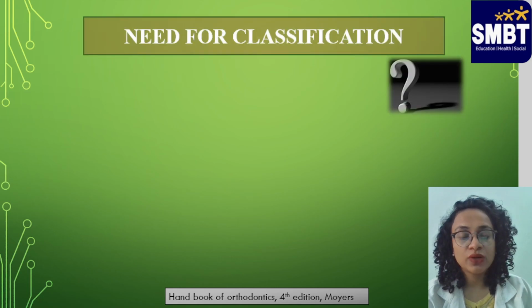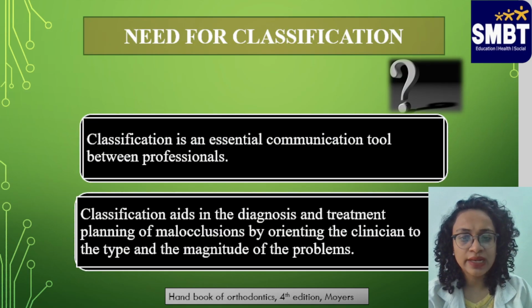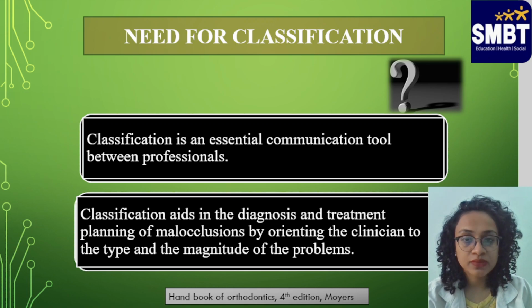So now that we know about the introduction and what malocclusion is, let us know why we need to classify malocclusion. Classification, as all of us know, is an essential communication tool between professionals. Classification aids in the diagnosis and treatment planning of malocclusions by orienting the clinician to the type and magnitude of the problems. So, when we have a malocclusion in orthodontics, when we classify it and know more about it, we can plan the diagnosis and treatment of the same, and it also helps us communicate with our fellow colleagues by simplifying the explanation.